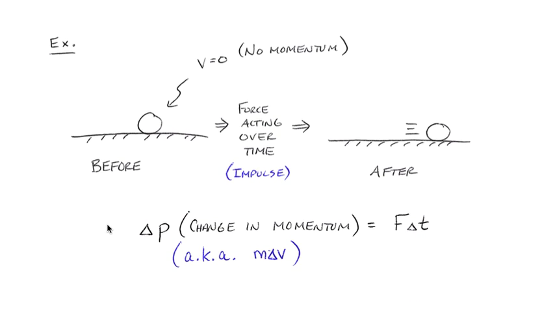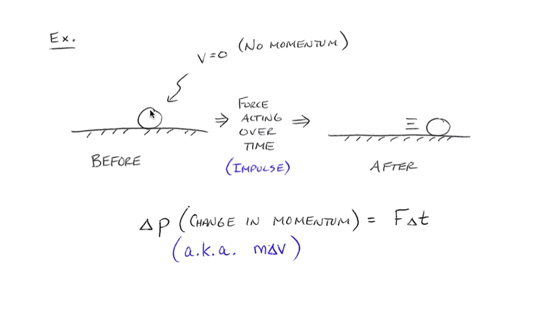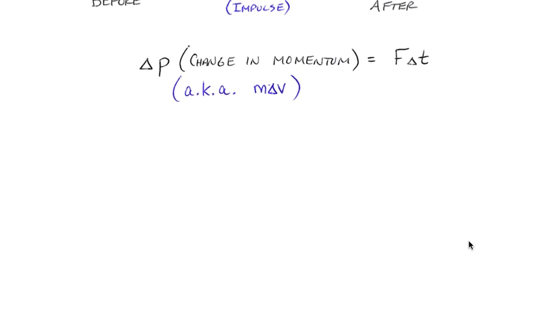So to quickly just look at a conceptual example, just like from before, a ball is at rest, has no momentum, a force acts on it over time, also known as an impulse, and afterwards it clearly has some kind of momentum. It has the same mass, but now its velocity is some non-zero number, and it does have momentum. So it's important to realize that the change in momentum, also known as m delta v, is equal to that force that acts over a given amount of time.